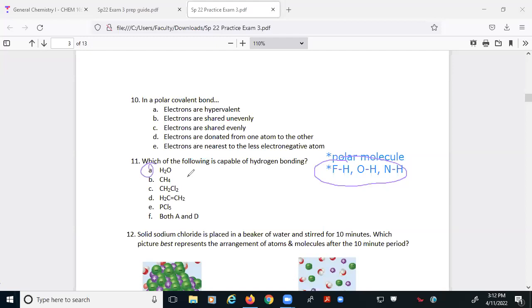Of these other ones, the methane's not even polar. Letter C is polar, but it has no hydrogen bonds. Letter D is nonpolar. Letter E is nonpolar. So there's only one other polar option there, and it didn't have hydrogen bonding either.